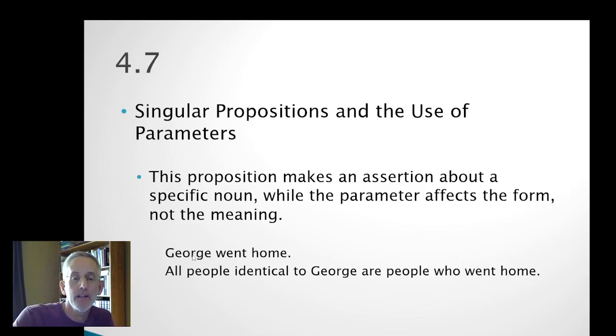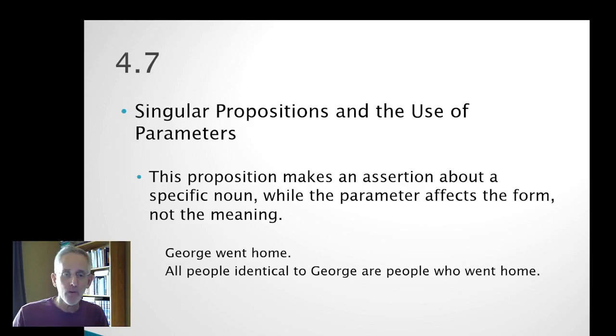That's not in standard form. Obviously, it has to be in the form of a proper quantifier at the front and a copula in the middle, and so on. So George went home could be translated into all people identical to George are people who went home. People identical to George is the parameter. Remember, the goal here is simply to get it in a form that matches the basic requirements of having a quantifier and a copula and a noun phrase in both the subject and predicate term.